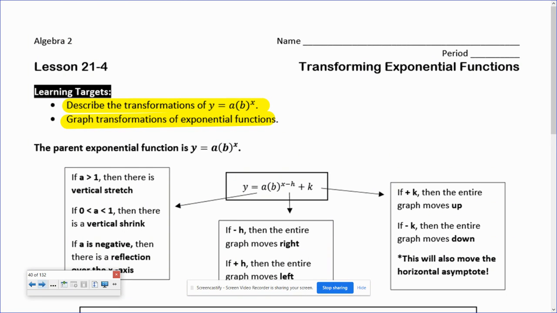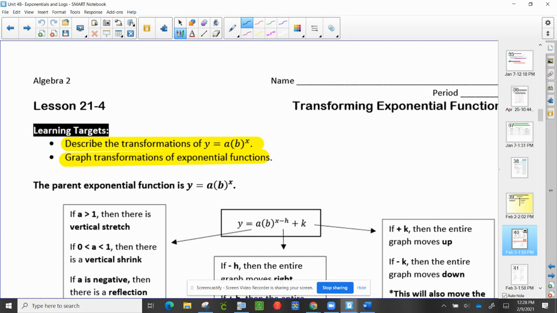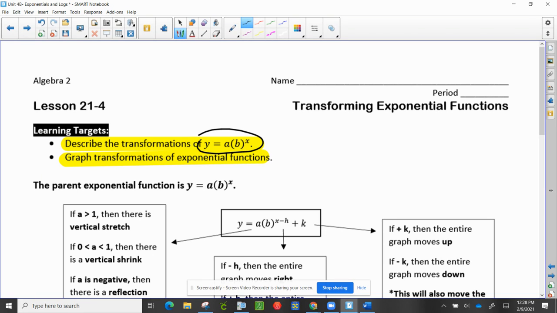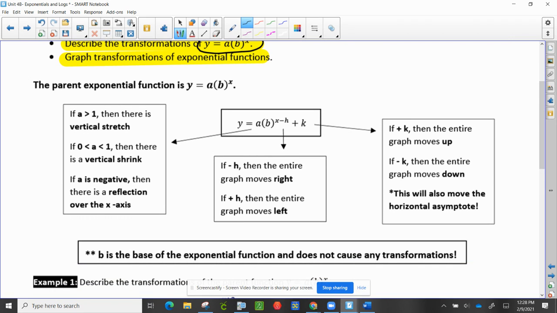All right, so our parent function for exponential values was this: y equals a times b to the x power. When we have transformations, that's when we start putting different numbers in our spots. If we look at this little chart, if we have something in the exponent spot, it'll move your function. If we have something at the end, that moves our function. And anytime we have a coefficient in front, that will also make our function look a little different.